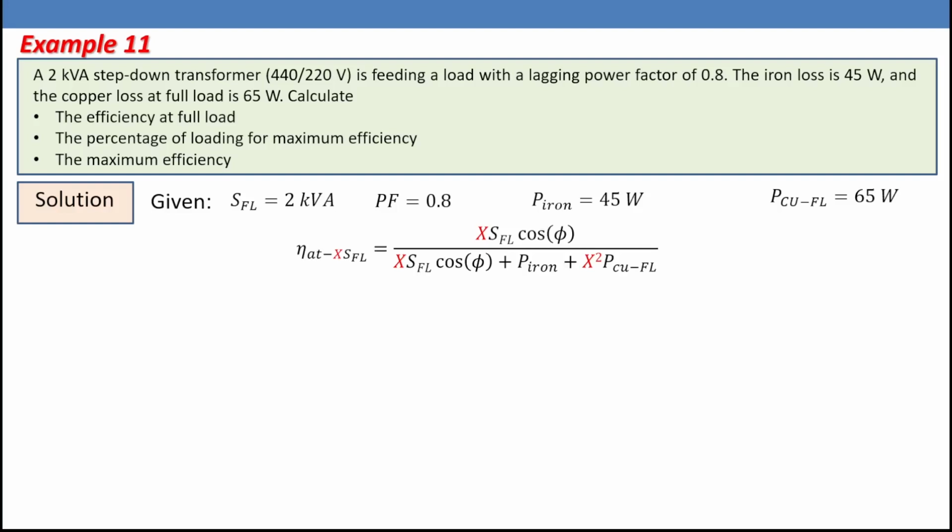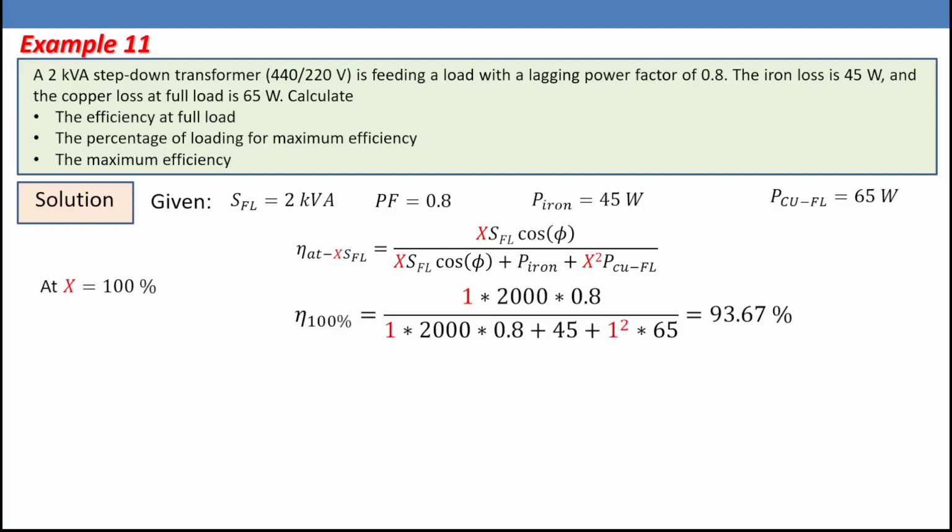So we are going to use a general equation, which is x S full load cosine phi over x S full load cosine phi plus P iron plus x squared P copper at full load. And we are going to substitute x equals 100% or 1. So when x equals 100%, we are going to find that the efficiency is 93.67%. Eta maximum, or the maximum efficiency, equals x maximum S full load cosine phi over x maximum S full load cosine phi plus 2 P iron.